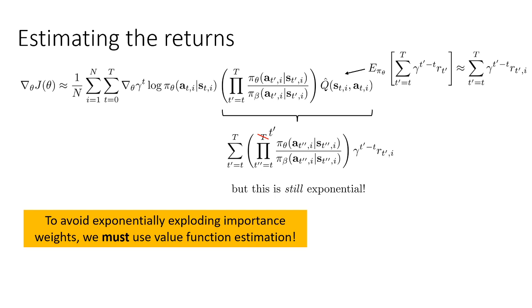In fact, it turns out that to avoid exponentially exploding importance weights, we must use value function estimation. There's no way to avoid the exponential problem altogether without using value function estimation. But that hasn't stopped various techniques in the literature from trying to make this not as bad. None of them avoid the exponential problem altogether, but there are many ways to still reduce the variance to make it more manageable. One of them is the one on the slide, which is to only multiply together the action probabilities from t to t prime rather than from t to capital T for the reward at time step t prime.